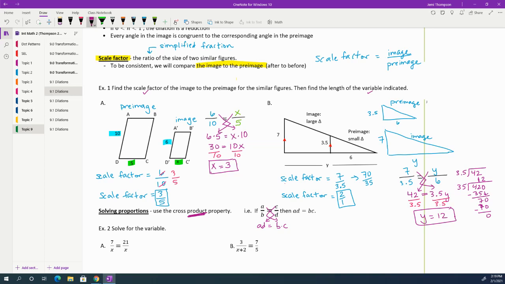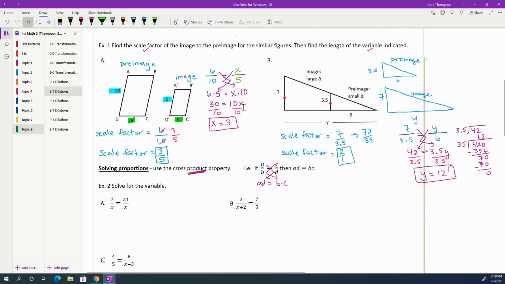Now, there are slightly different ways you can use these proportions. You could use the scale factor instead of using 7 to 3.5. If that's comfortable for you, you might be able to tell what the number is without setting up a proportion. This is how I would teach it from beginning to end.